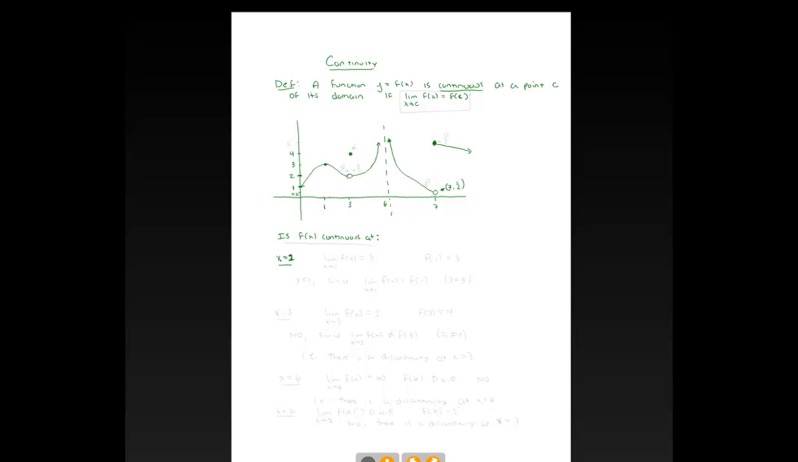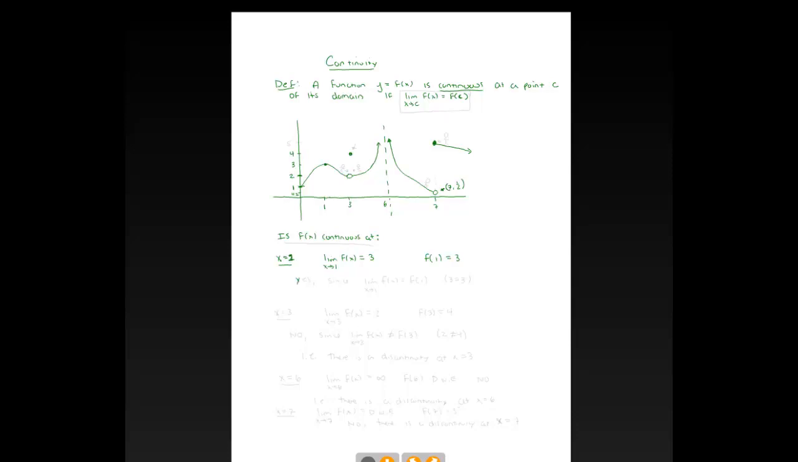Well, according to the definition, I have to look at what the limit is as x goes to 1. So the limit as x goes to 1 of f of x. Okay, if you refer to the last video on limits, you'll know that this answer is 3. Okay, as x approaches 1 from both sides, the y value you're approaching is 3. Okay, and what is the output when I input 1? Well, that's equal to 3, right?